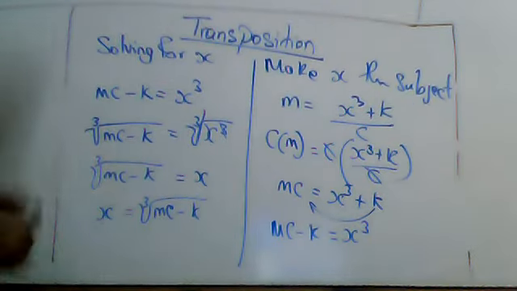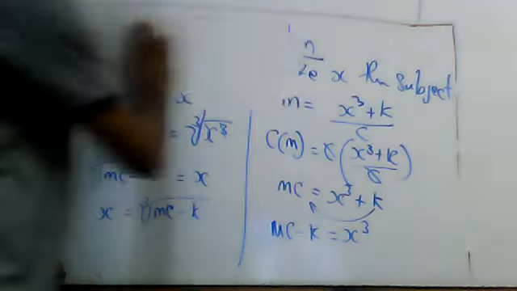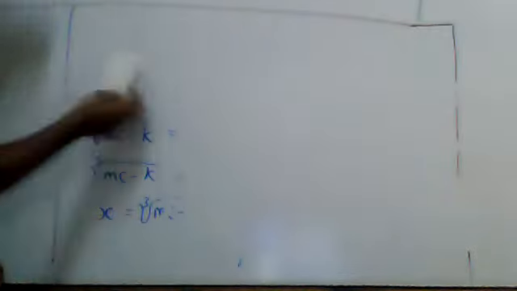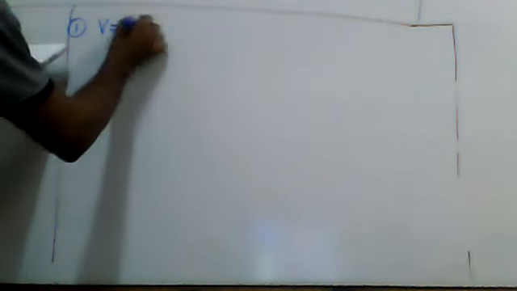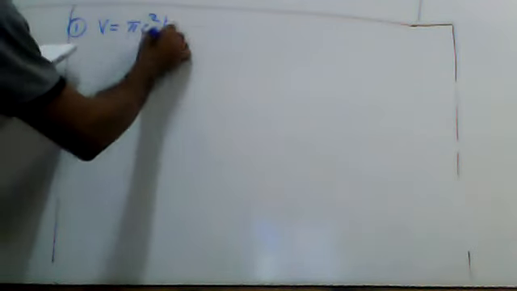Okay, so what we'll be looking at now is some CXC past questions. With these questions, I'm not going to write a linear equation that is associated with them. We're just going to go into solving the questions. Alright, so I'm going to write the questions on the board. Whatever we don't finish, you're going to do for homework. So the first question I have is V equals pi r squared h.